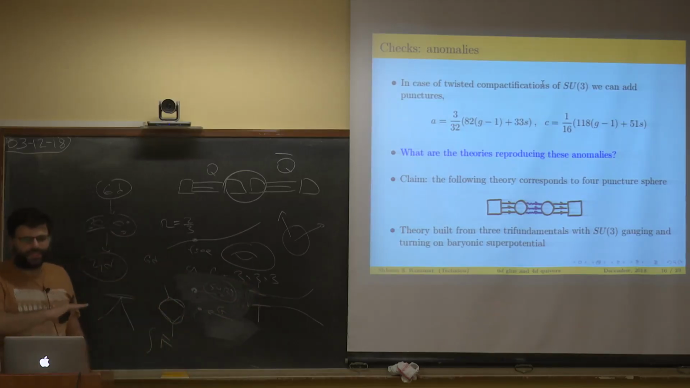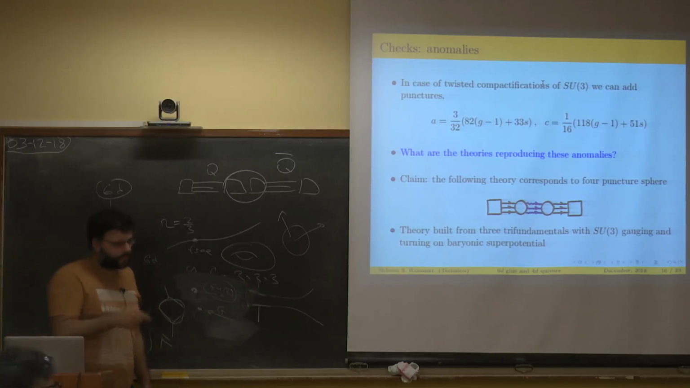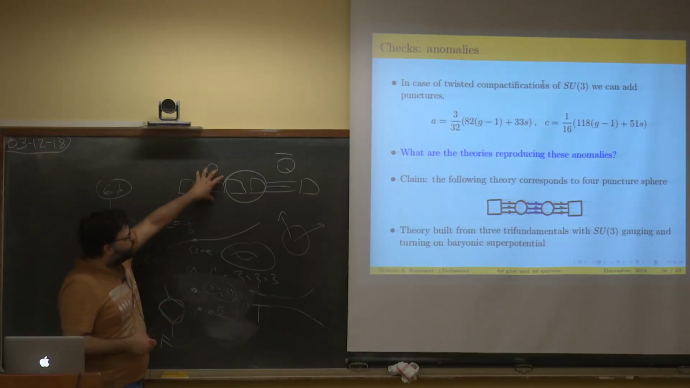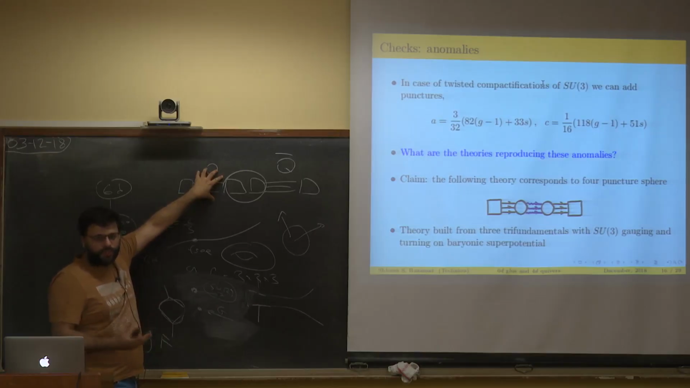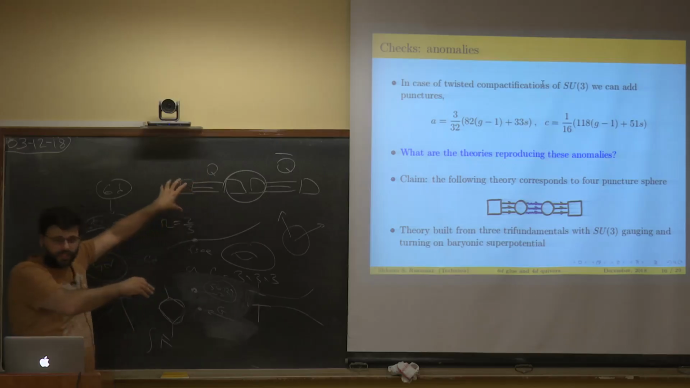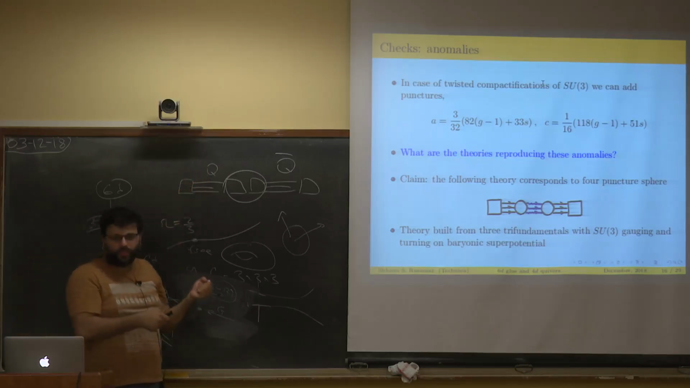Yes, we'll discuss it in great detail. Okay, so now we have a prediction of anomalies of four-dimensional theory, and we have these building blocks which we conjecture our four-dimensional theories should be built from. So now we can ask what kind of combinations of these four-dimensional theories will produce such anomalies.